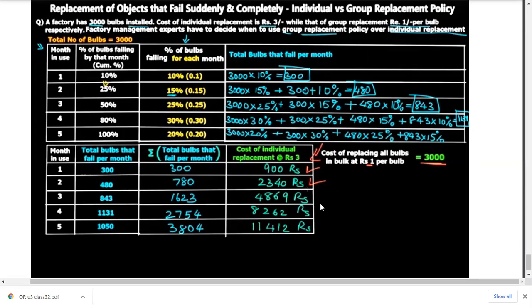Now for the third month we will take the group replacement policy. Up to 2 months we will change using the individual replacement policy. After that, in the third month, we will take the group replacement policy. Okay, so this is the comparison between the individual replacement policy and the group replacement policy.